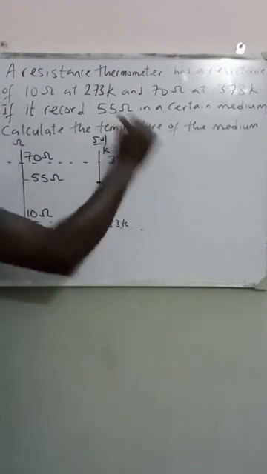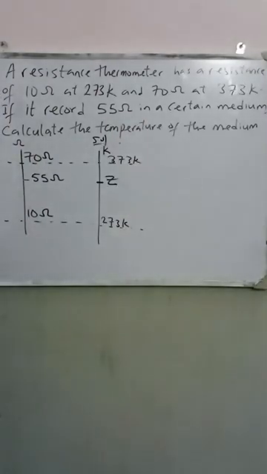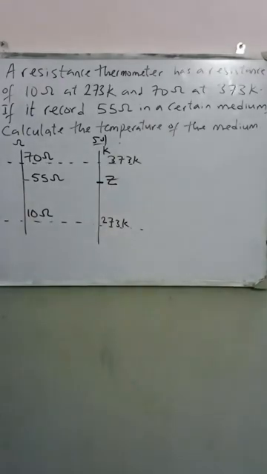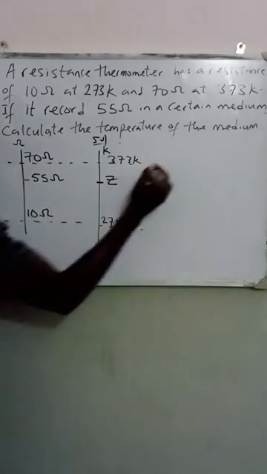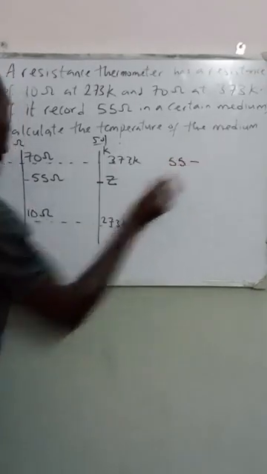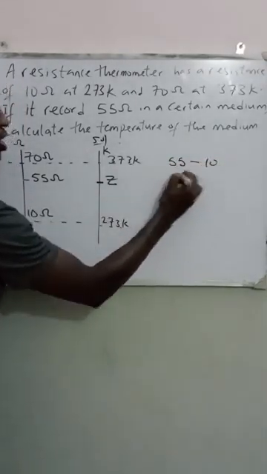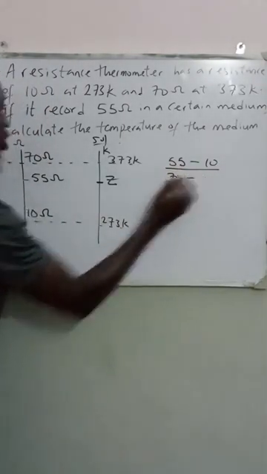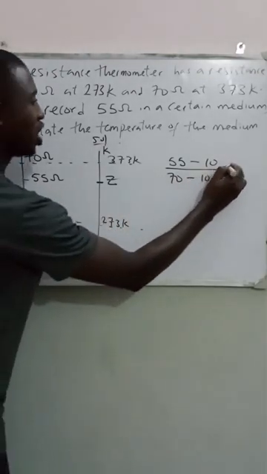Let me call it Z. I can use any letter. I can use X, I can use Y, I can use C. No, don't let me use K because of Kelvin. I can use any letter, provided that I'm interested in knowing the value of that letter. So now, always follow the standard. What is the standard? Let's start from the resistance scale. For the resistance scale, the unknown here is 55 minus the lowest, 10, divided by the highest, 70, minus the lowest, 10, should be equal to, let's go to the Kelvin scale.